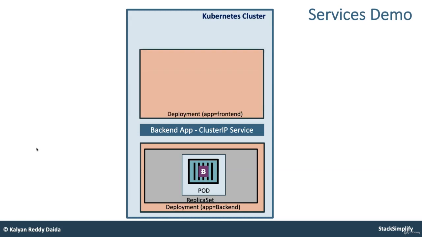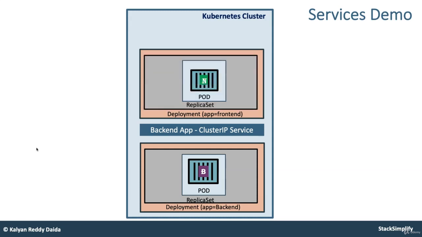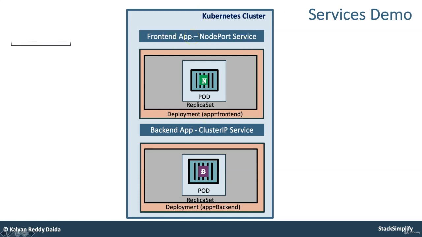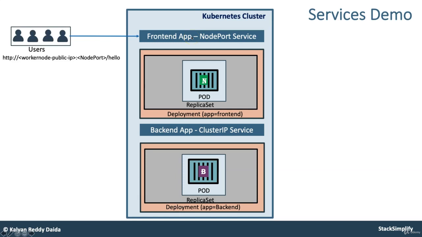Once we do that, we will go ahead and create the front end deployment. In front end, we are going to create a Nginx pod, and in that Nginx pod, we'll have a proxy to the respective cluster IP service of backend, which is nothing but my backend service. Now, for the users to access our application, we'll also deploy the front end app node port service so that users will be able to access it.